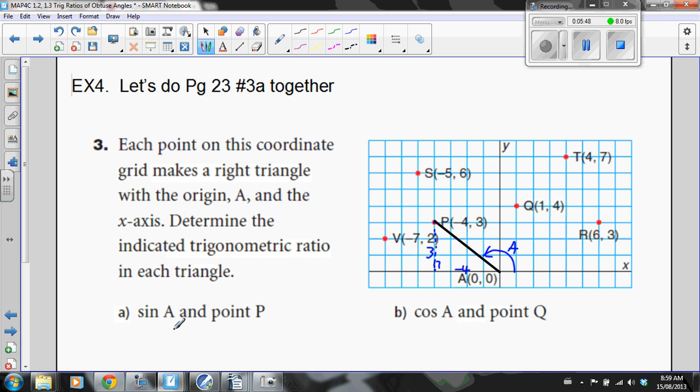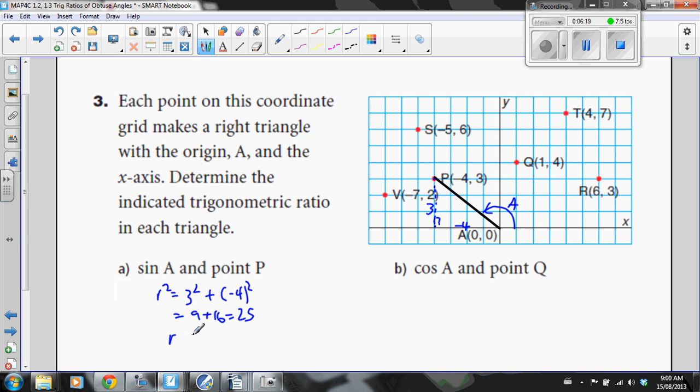And if we want to find the trig ratio, notice it doesn't ask us to find A. Of course we could. But it doesn't ask us. So determine the indicated trig ratio in each triangle. Well, we want to find the sine of A. That's the opposite side. The hypotenuse we don't have, so we're going to have to find it. Good old Pythagorean theorem. Nine plus 16 is 25. Square root of that, r is 5. And then the sine of A is opposite over hypotenuse, 3/5, and it's positive.